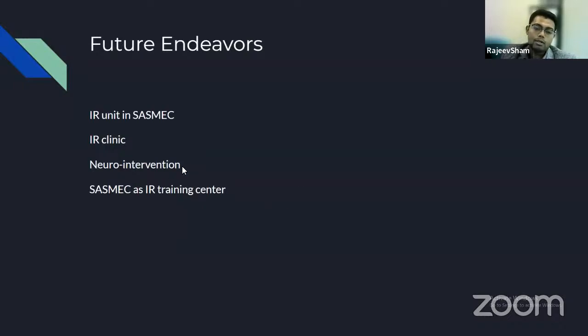Another branch of interventional radiology is neurointervention. We want to provide service for neurointervention in the future. And the last one is to make SASMAC an IR training center, because currently the number of practicing IR, especially in the government sector, is not a lot. The demand is there, so we need to produce more IR in the future. If SASMAC can become an IR training center, it will be very, very good, especially for the east coast of Asia.